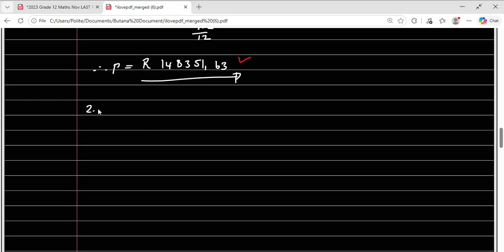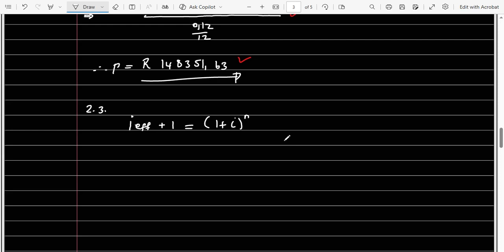Okay, this is for 2.3. So we are saying that I effective plus 1 is equal to 1 plus i to the n. I know that, I just don't remember the formula, if it's i over n, something like this. I don't remember how they write this. Is it n to the power n? Let me just confirm this first. I'm just going to open a past paper and see if we have a formula for i effective.